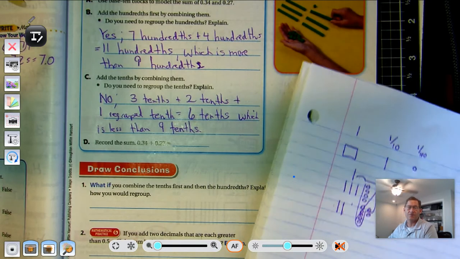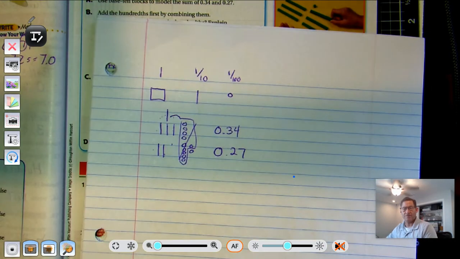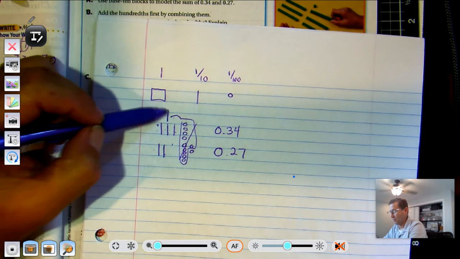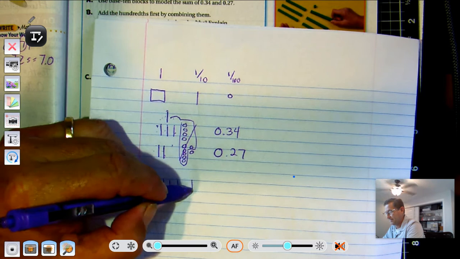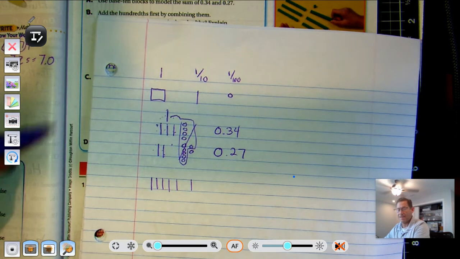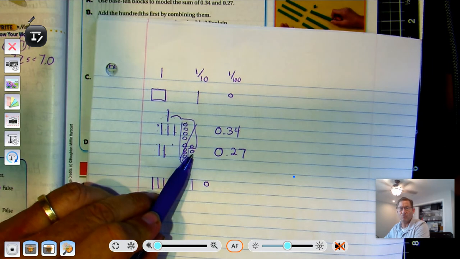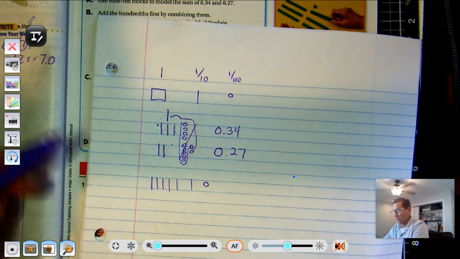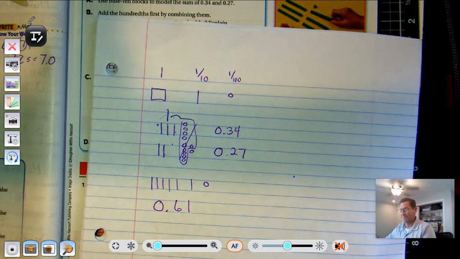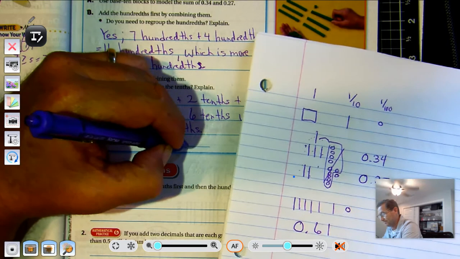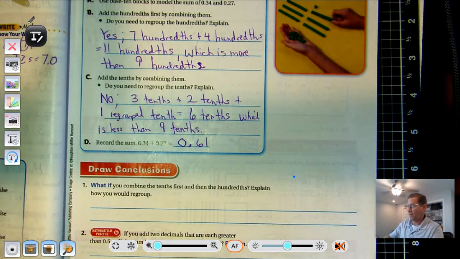So now record the sum of 34 hundredths and 27 hundredths. So looking at our drawing, what do we have? We have 1, 2, 3, 4, 5, 6 6/10 and 1/100th. Okay, we had 1/100th that was not regrouped. So what do we have? We have 0.61 or 61 hundredths. All right.